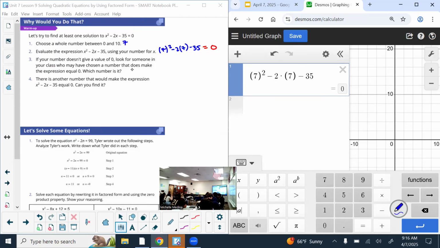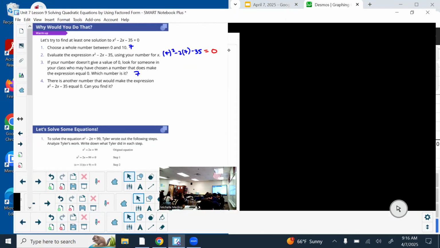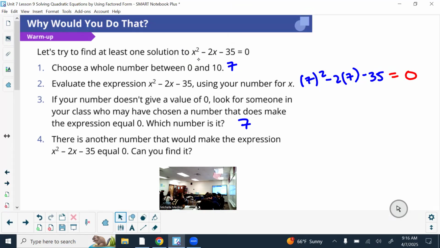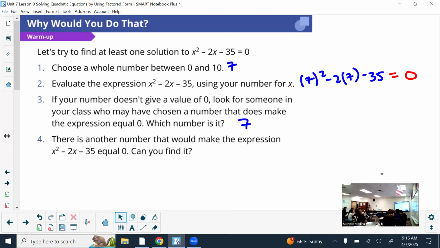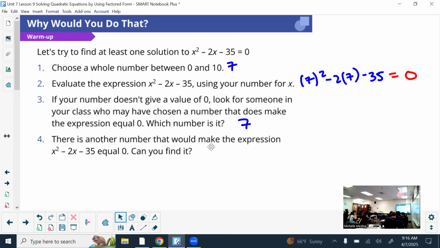The number that does that is 7. And the reason why we care is because in that very first equation, it was already equal to 0. So 7 is a value that makes it true. Now, number 4 says that there's another number that would make the expression true. What is it? So did anybody find the other number that makes this expression equal 0?